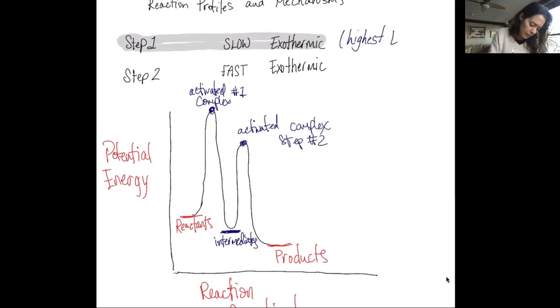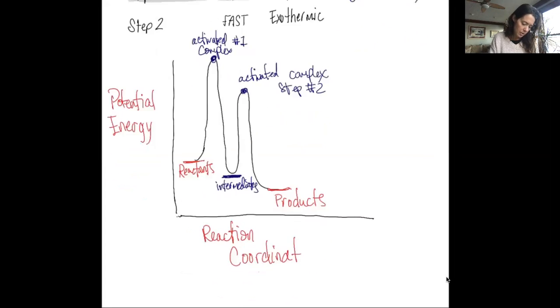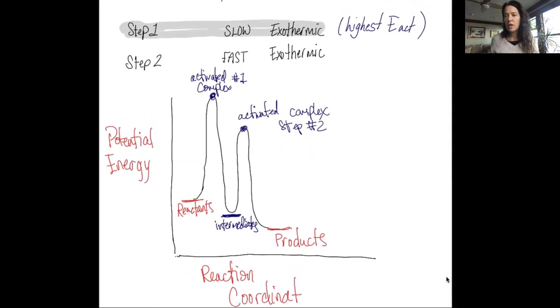Okay. The slow step has the highest activation energy. It's got the highest barrier to overcome, thus it takes the longest. There are less molecules that have the required energy to activate. The higher the activation energy, the less molecules you have, okay?